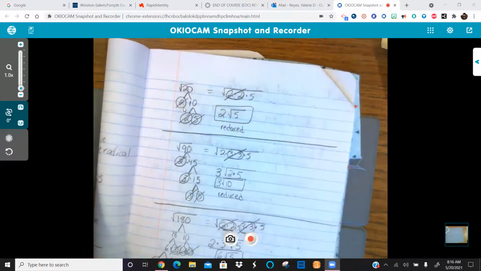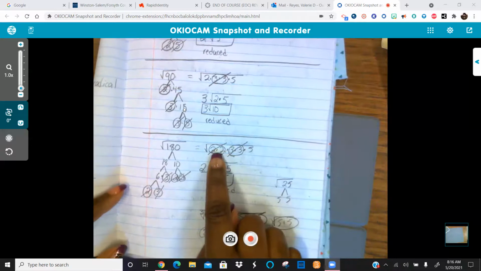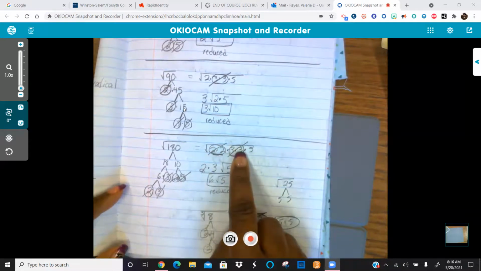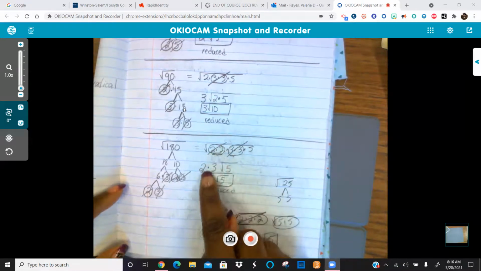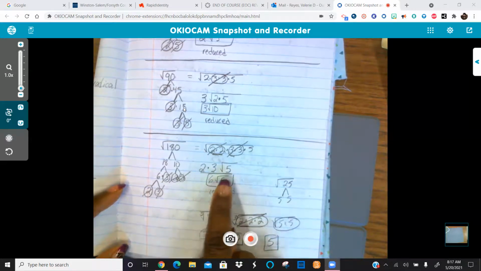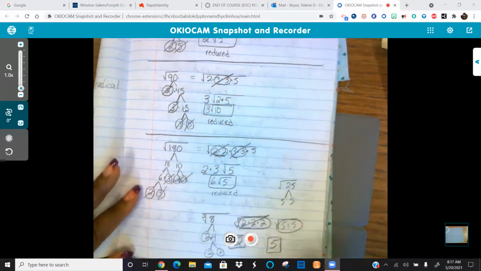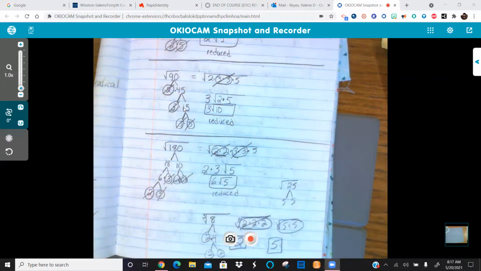Whatever I take out, I multiply together. Whatever I leave under the radical, I multiply those things together. So just make sure, look, I have a pair of 2s and I have a pair of 3s. I take out one for each pair. Whatever I take out, I multiply together. Whatever's left under the radical, I multiply together. And that's my answer reduced, okay? So please make sure that you go over those things, all right?